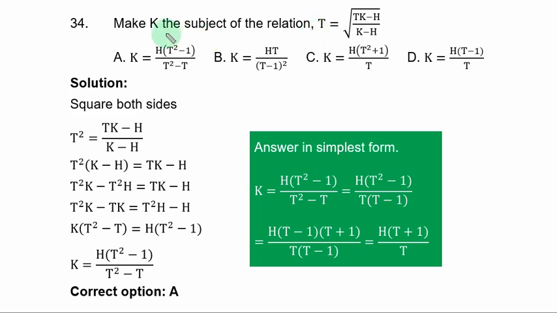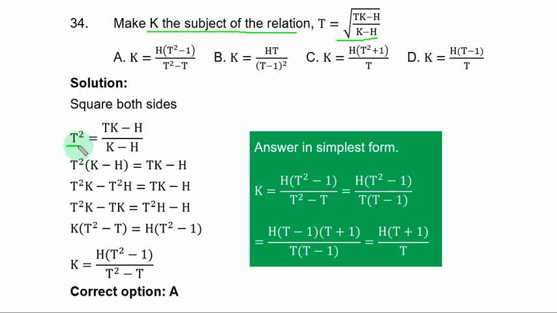Question 34. Make K the subject of the relation T equals the square root of (TK minus H) over (K minus H). So the first thing to do is to remove the square root sign, and you achieve that by squaring both sides. If you square T, you have T squared. If you square the right hand side, the square root sign disappears.